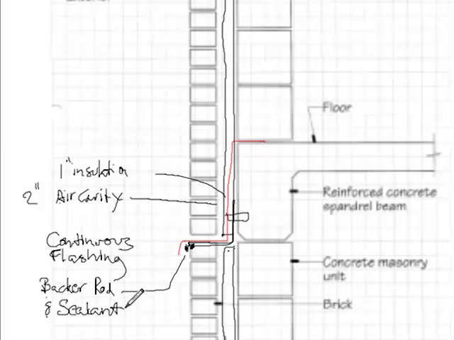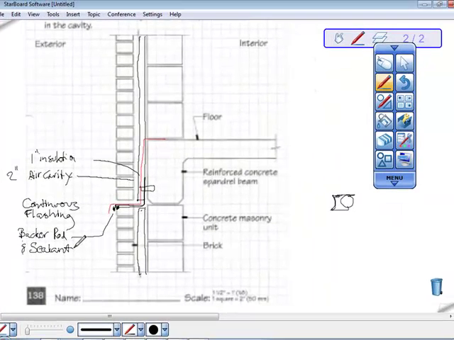Y'all see anything else that would be important to label pertaining to rain screen design? No? What? 2 bars at the bottom. On your book? Let me see what you're talking about. Yeah, we can label those.